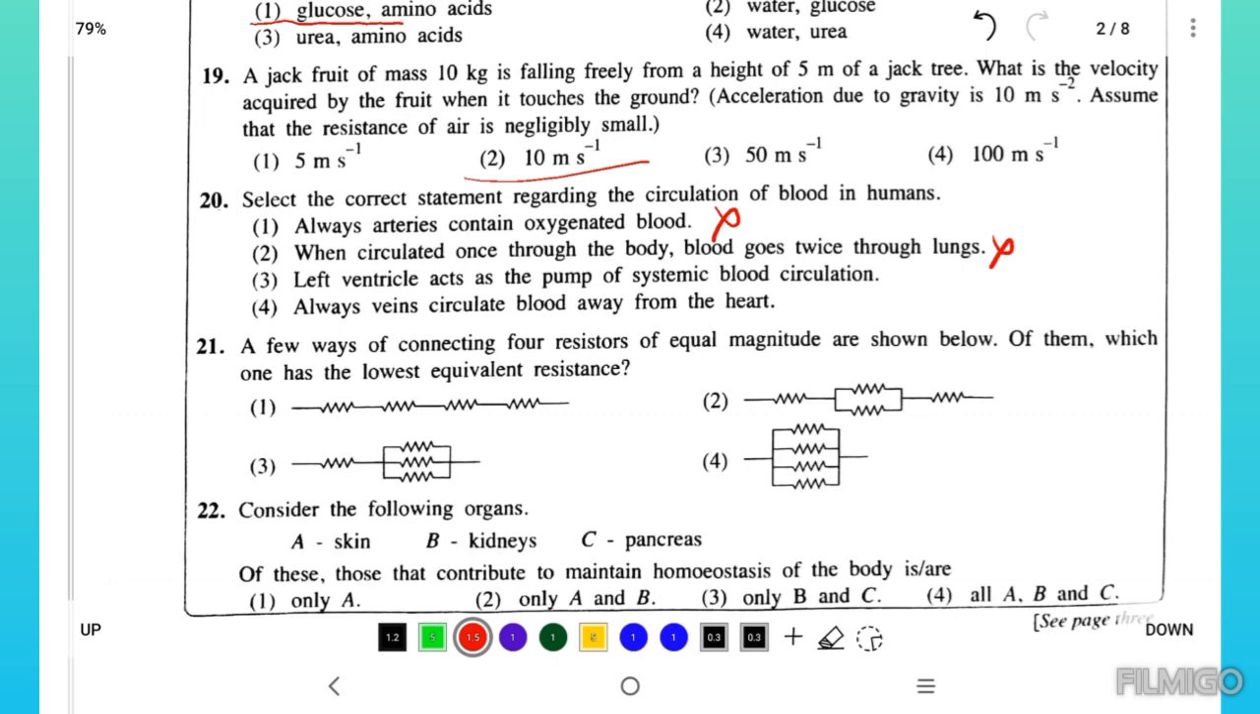Let's see the fourth answer. Always veins circulate blood away from the heart. No, what about pulmonary veins? They carry oxygenated blood towards the heart. So here the answer should be the third answer.